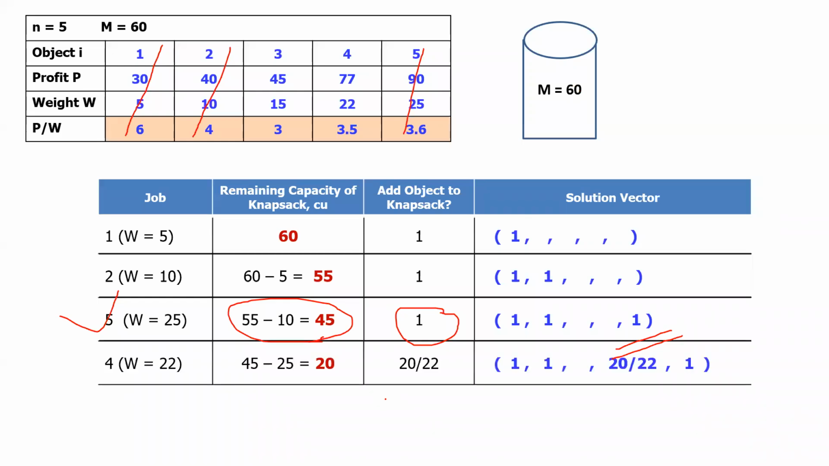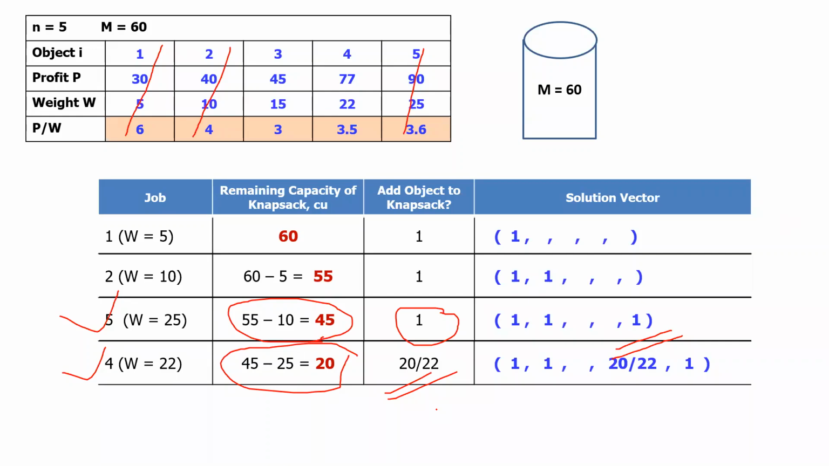I'll choose object 4. The weight of object 4 is 22, but the remaining capacity of the bag is only 20. So I cannot fill object 4 entirely into the bag. Partially I can fill. So how much of it can I fill? Out of 22 kilos, I can take only 20 kilos and put it into the bag. So here you can see that there is a fraction, 20 out of 22.